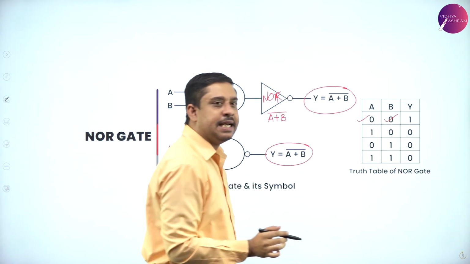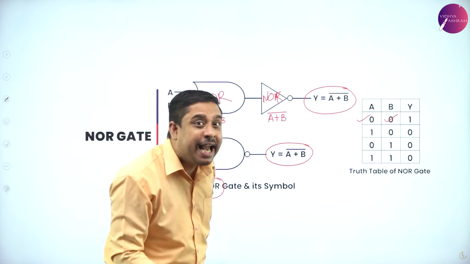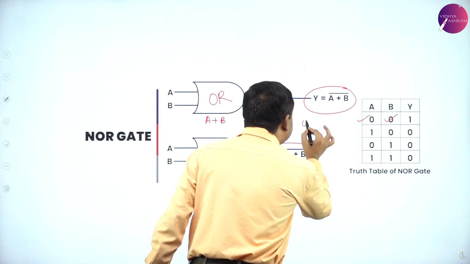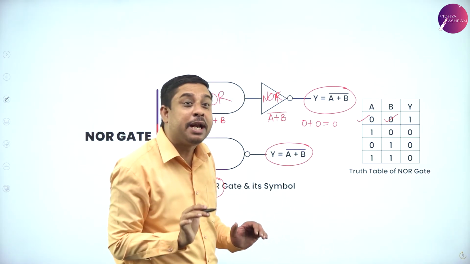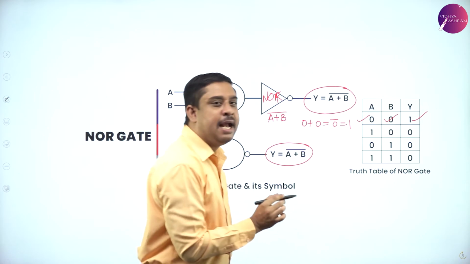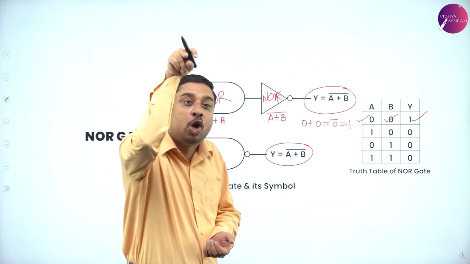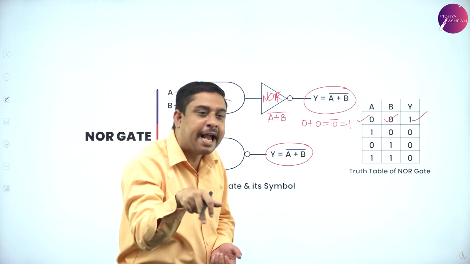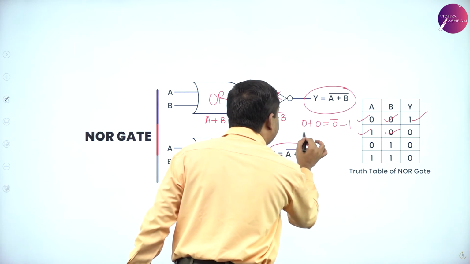When both the inputs are low, see, NOR gate. When both the inputs are low, 0 plus 0 is 0. NOR gate operation should happen, which means the 0 has to be complemented and the output is high. When both the inputs are in the low state, when both the inputs are in the off state, output is high.